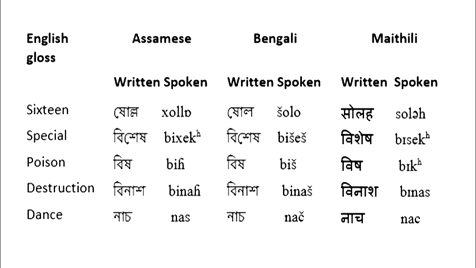I have given another example. As I already said in the beginning, the writing represents spoken language. Even if you know a script, but if you do not know the language, you cannot understand the meaning of it. This example says that only. These words have been borrowed from Sanskrit, like Shodash became Shola, Vishesh, Vish, Vinash and Nach. Now, see how they vary in different languages, Assamese, Bengali and Maithili. If you do not know these languages but you know these scripts, you will be mispronouncing it.